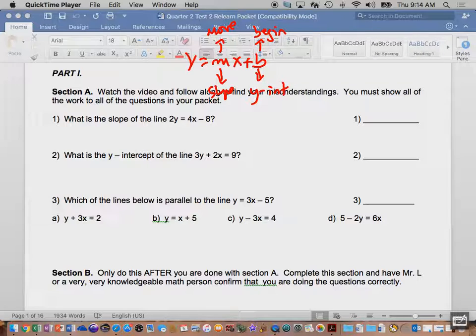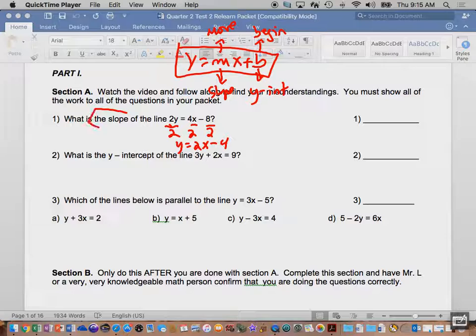Now the problem as I look at number one is it doesn't say y equals. The format says it's supposed to say y equals. It says 2y equals. So I need to get rid of that 2. And the way I'm going to do it is to do the opposite operation. This is like solving for y. So I'm going to divide by 2, because dividing by 2 is the opposite of multiplying by 2. I get y equals 2x minus 4.